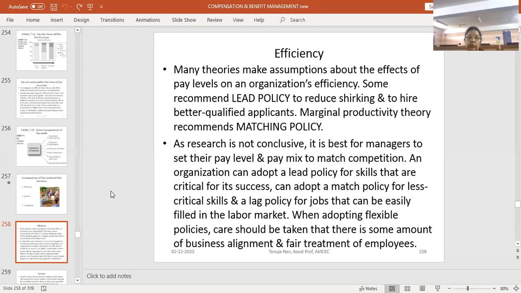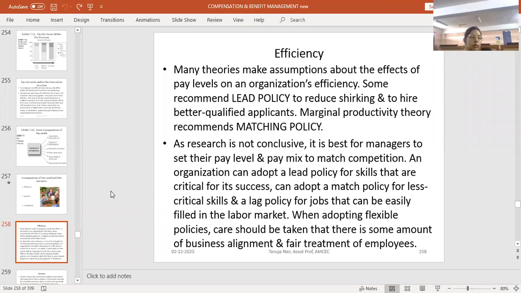This research on how to make your organization more efficient is still being debated, whether to adopt a lead policy, a match policy, or a lag policy. Usually companies, for those jobs which are critical for the organization's success, like marketing jobs, R&D jobs, research and development jobs, these jobs are very critical for the success of the organization.